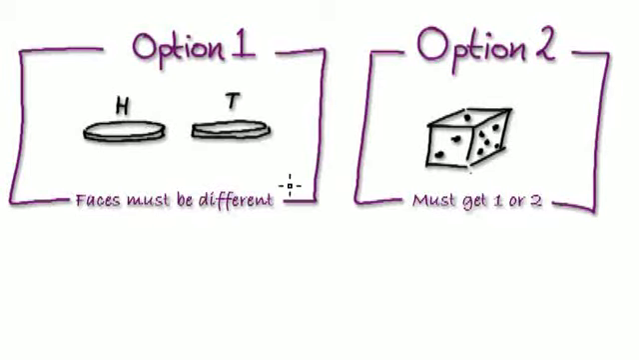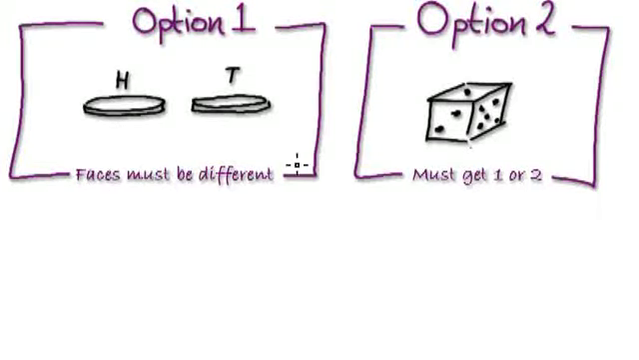Okay, so to answer this question, again, with probability, you're trying to draw a map of all the possible things that could happen. So let's look at option one. Imagine you flicking two coins, it's the same as flicking one coin and then flicking that same coin again. So you start here, you flick the first coin, and you could either get heads or tails. You only have two options here.